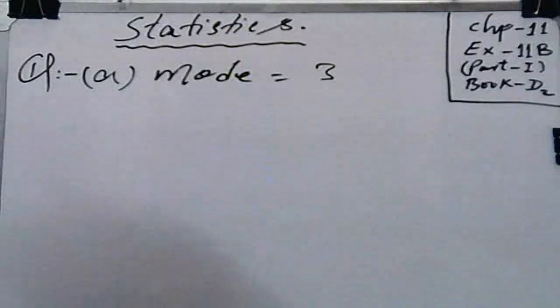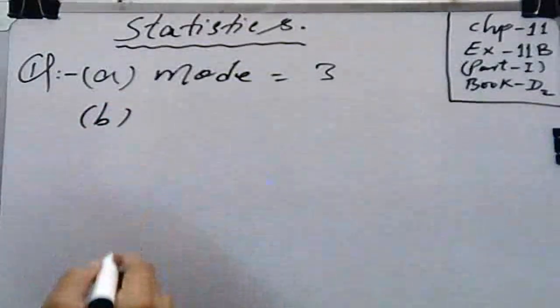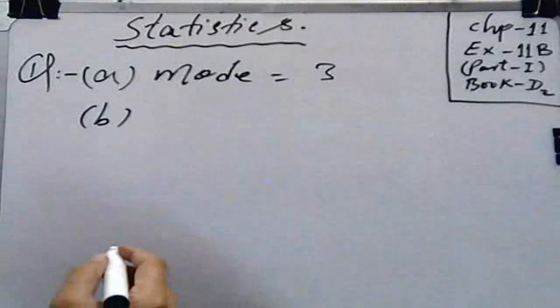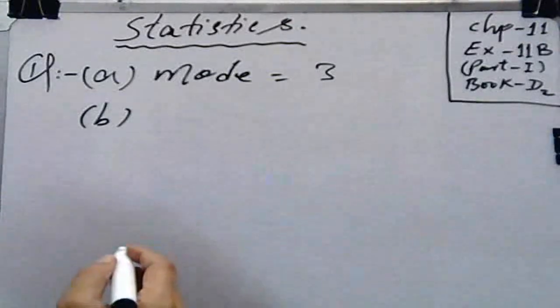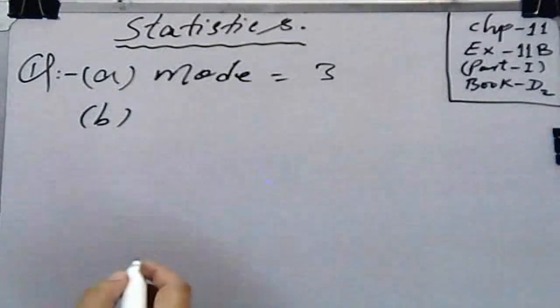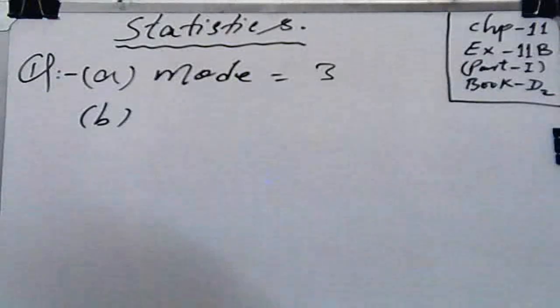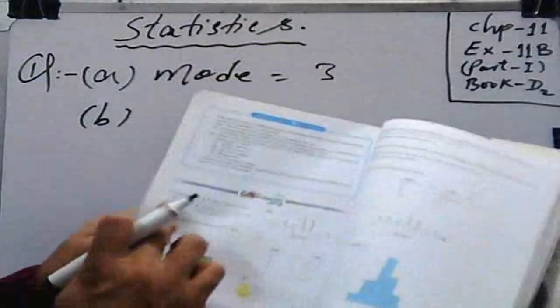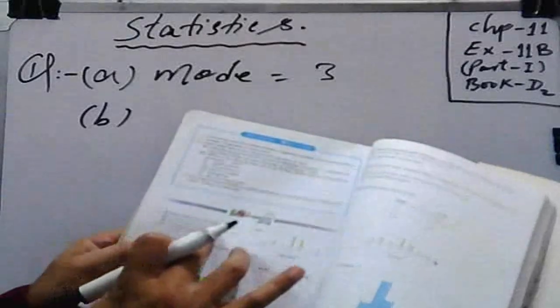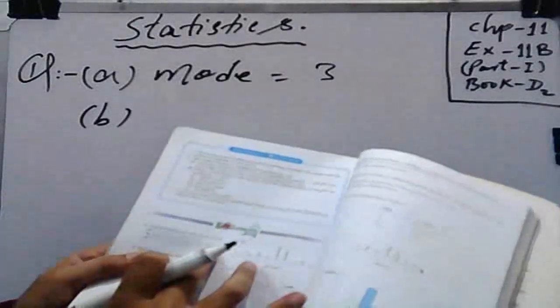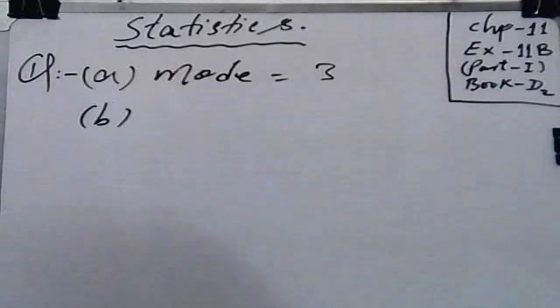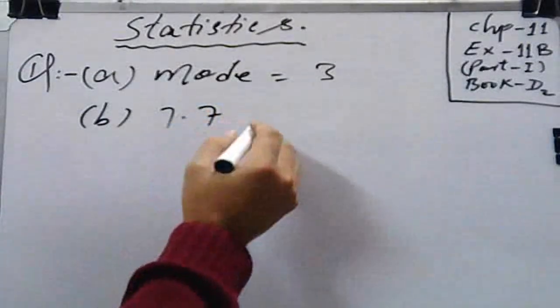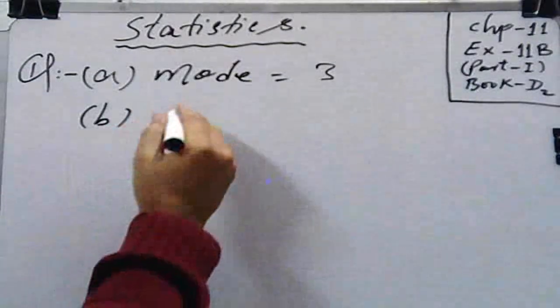Similarly, in B part, your mode is 7.7. In your textbook you can see here in B part, 7.7 is repeated more than any other term. So it means it is your mode. So 7.7 is your mode.